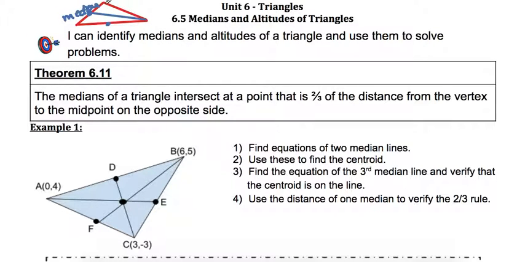And where all the medians meet, that would be about right there. That point where all the medians meet is called the centroid. So the medians form the centroid. And we'll talk about properties of the centroid. The next thing we have is the altitude.